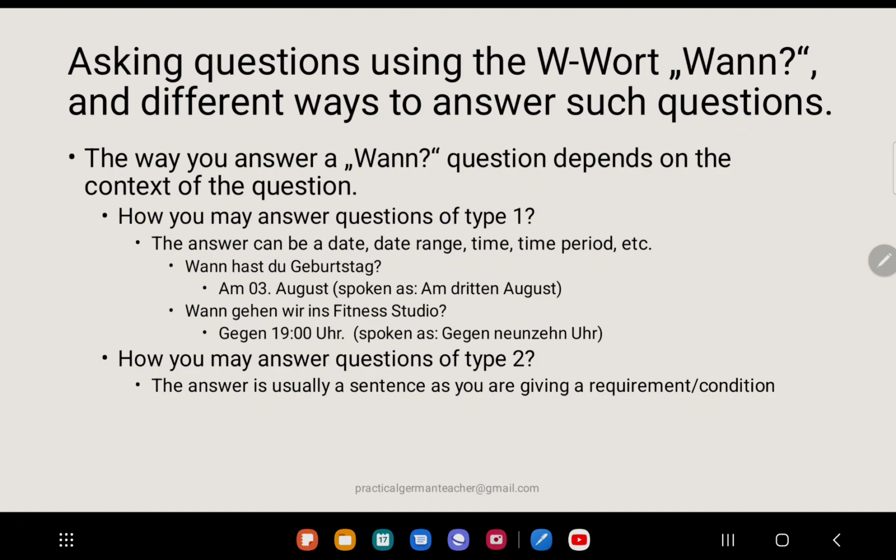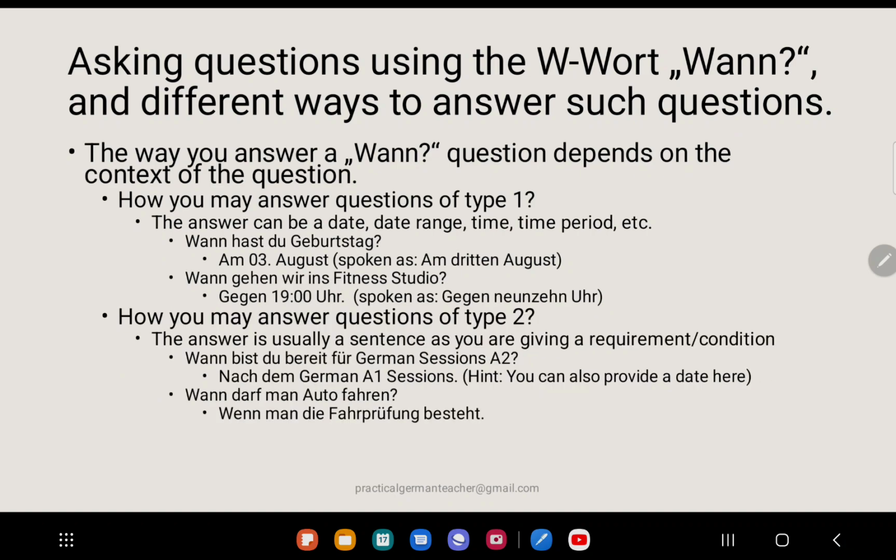It's usually a requirement, so a requirement or a condition. So, wann bist du bereit für German sessions A2? Nach den German A1 sessions. So, nach is after German A1 sessions. And here we have den. Okay, I actually think it should be den, but I think it's also fine. It's actually den because here we have plural, so it should be den, I believe.